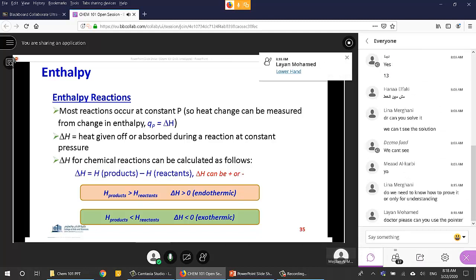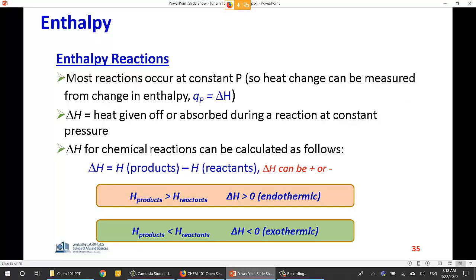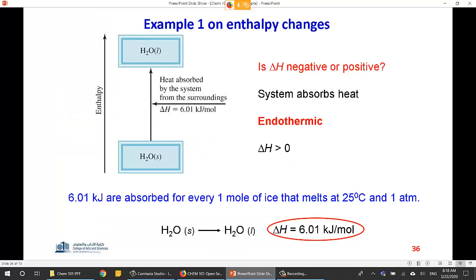No, the proof is not required. Yes, I can. The proof is not required. You just need to know these relationships.